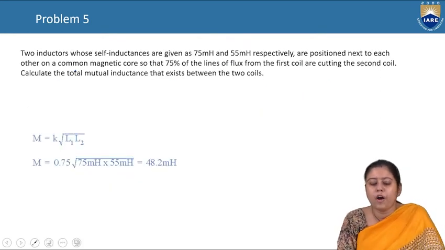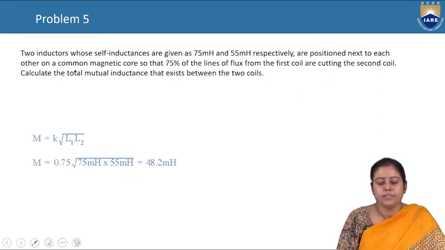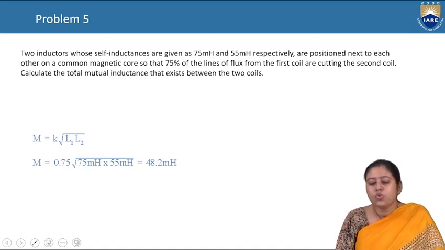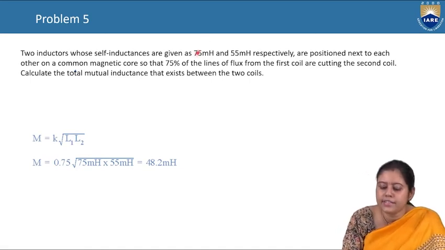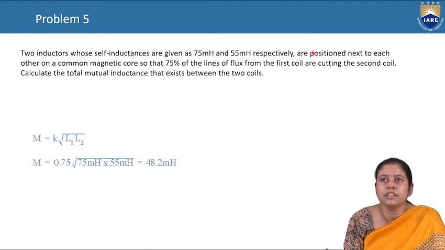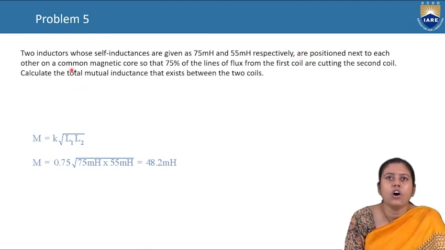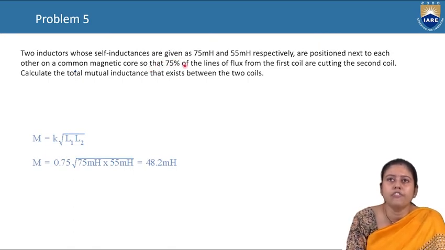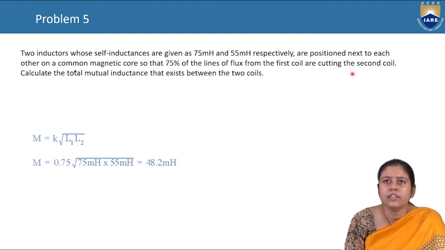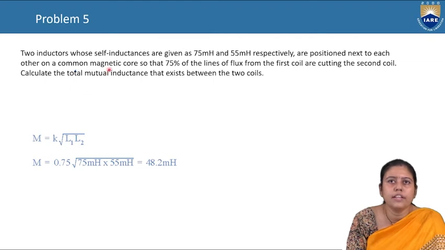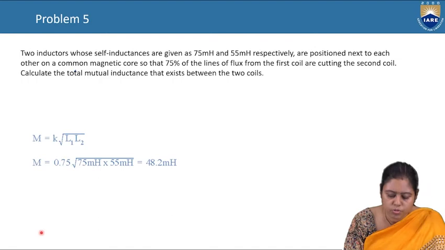So this will be problem number 6, actually, a numbering mistake. Two inductors whose self-inductances are given as 75 millihenry and 55 millihenry respectively are positioned next to each other on a common magnetic core, so that 75% of the lines of flux from the first coil are cutting the second coil. Calculate the mutual inductance that exists between these two coils.